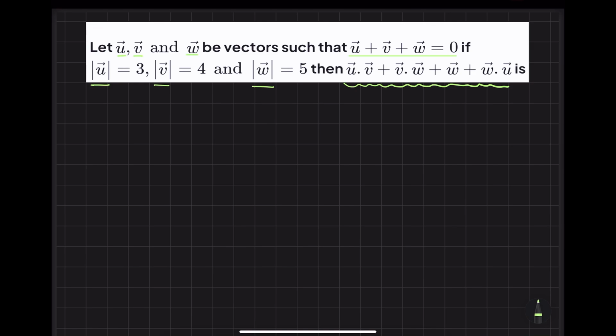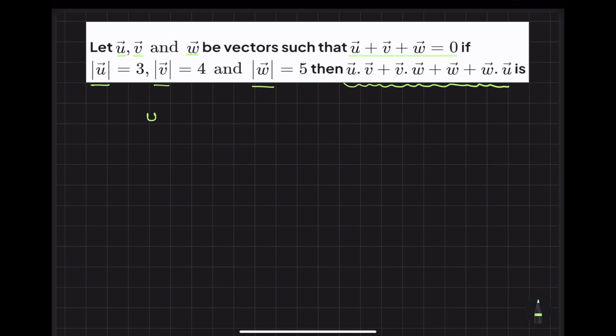So suppose that you have a plus b plus c equals 0 and you need ab plus bc plus ca. Don't you think you know this? Yes. If we do a plus b plus c whole square, we get a square plus b square plus c square plus 2ab plus 2bc plus 2ca. So you got a combination of ab, bc, ca, na? So we will use that idea over here.